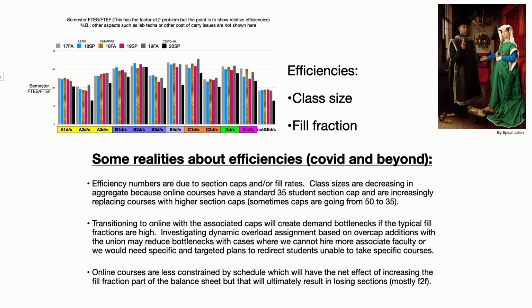Another impact that's going to be seen is that online courses are less constrained by schedule, which has a net effect of increasing the fill fraction part of the balance, since students fill up online sections faster. So if the demand is determined by the CSU GE patterns, we're not creating demand by adding online sections. We're just shifting the demand from possibly face-to-face into the online section, and we have to make sure that we curate the balance between those things and mindfully make decisions. Let's focus in on the impacts of COVID on our efficiencies.